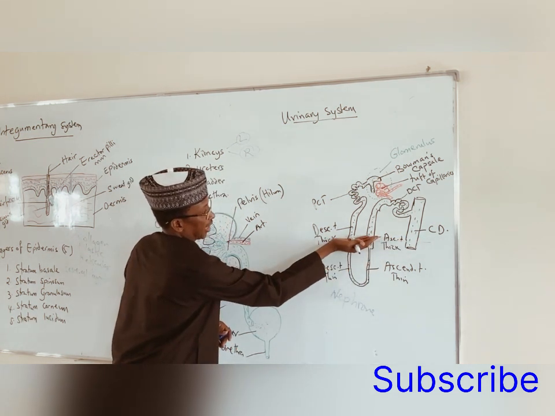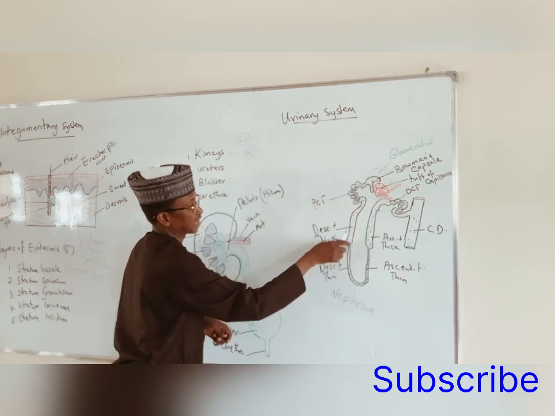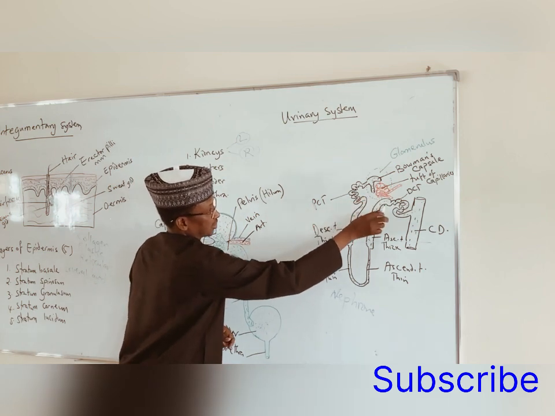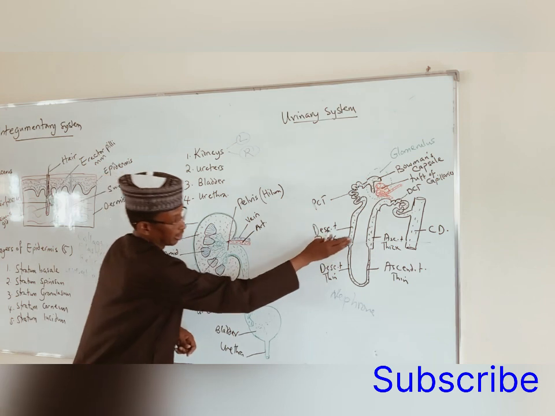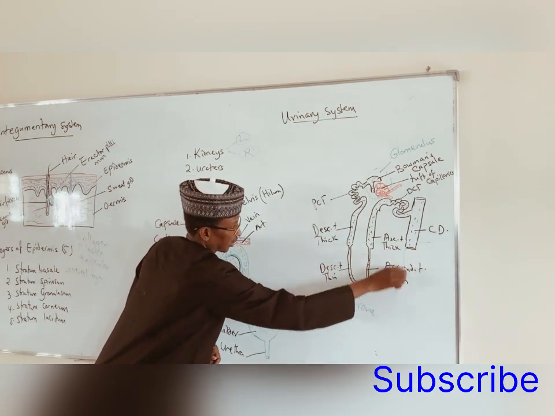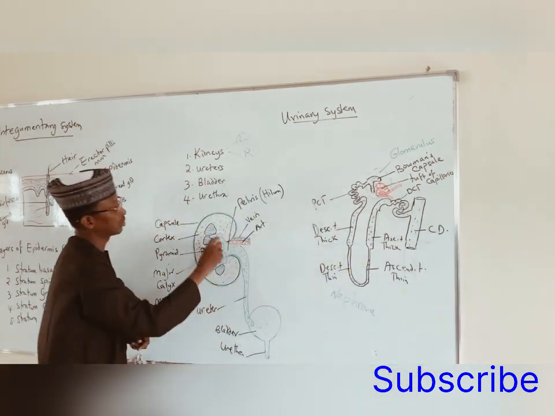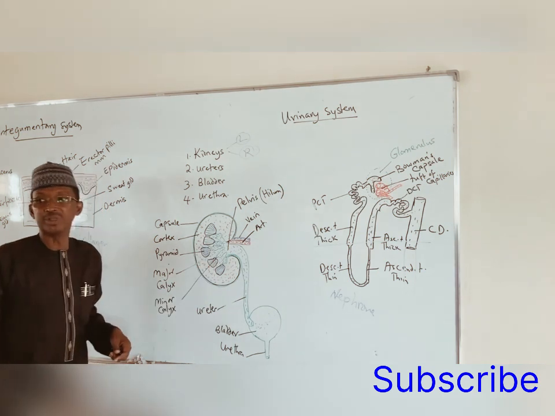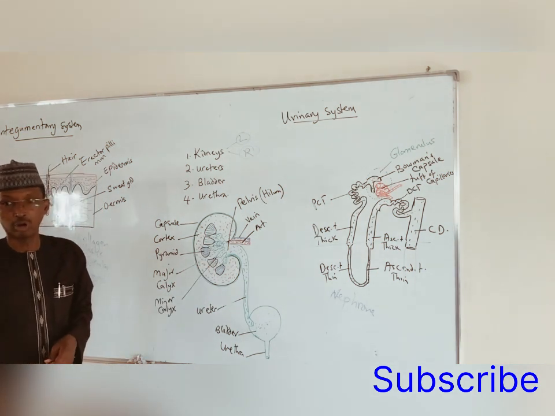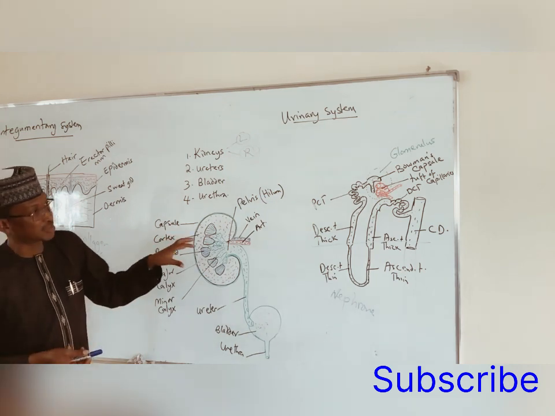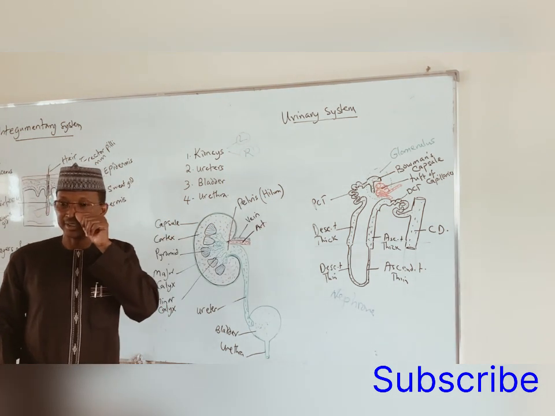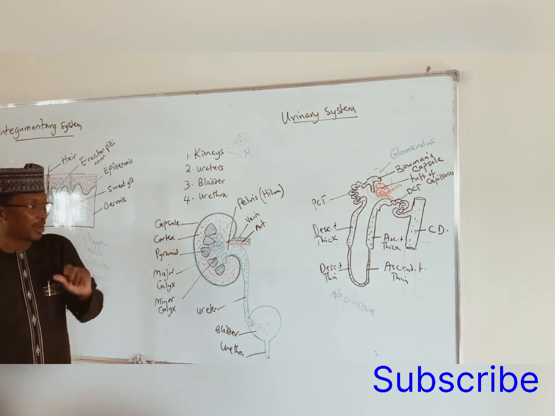So everything above here, that means this portion, this, and this, they are all found within the cortex. The remaining aspect here, plus the collecting duct that extends down, they are all found within the medulla portion of the kidney. We will see what the components of this cortex are when I discuss the structure of a nephron.